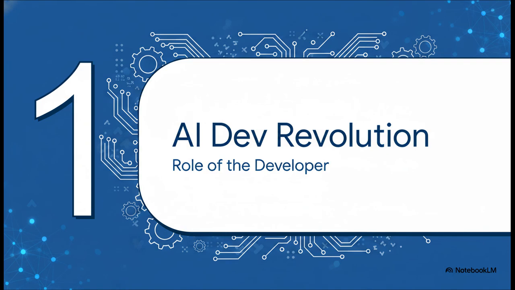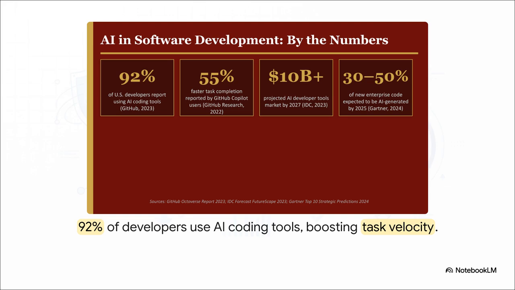Let's kick things off with Section 1, the AI development revolution. The sheer scale of adoption we're seeing out there is just staggering. Look at these numbers. A 92% adoption rate among US developers using AI coding tools, with users reporting they are finishing tasks 55% faster. To put that into perspective, this is not just some fringe trend anymore. It is an immediate professional necessity.